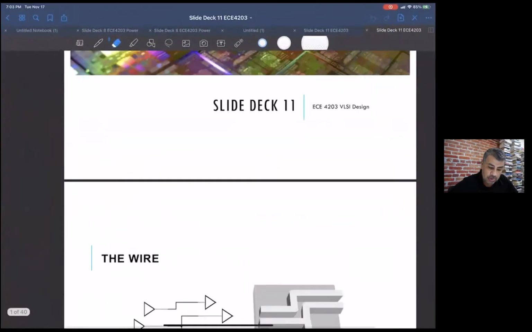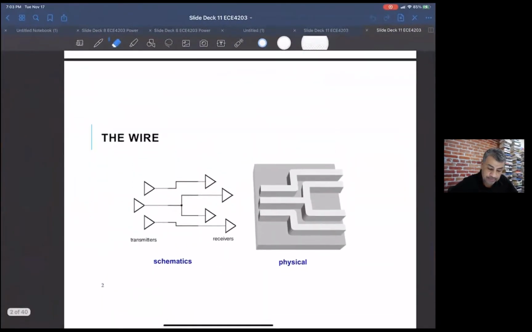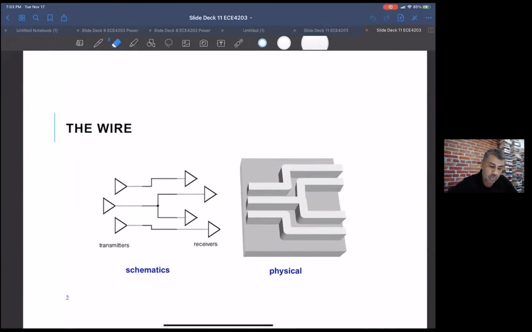So anyhow, we finished the power consumption last time, and now in this lecture we're going to be talking about interconnections, or wires, basically the metal and semiconductor connections between the gates. So in the schematic, this kind of shows this thing.